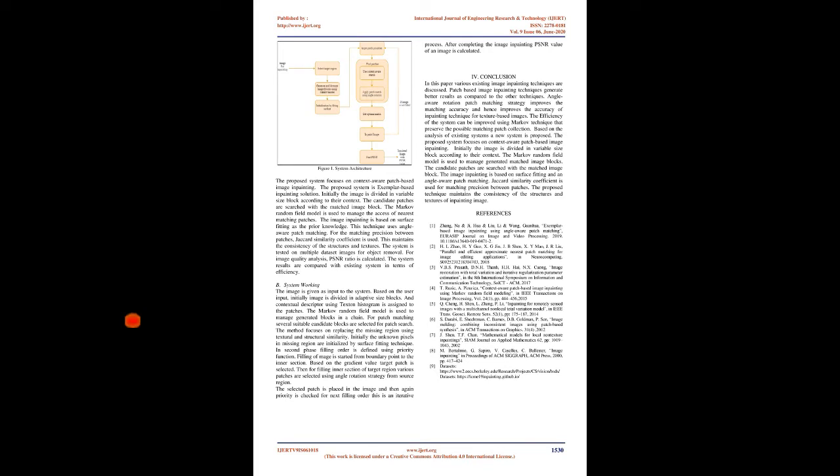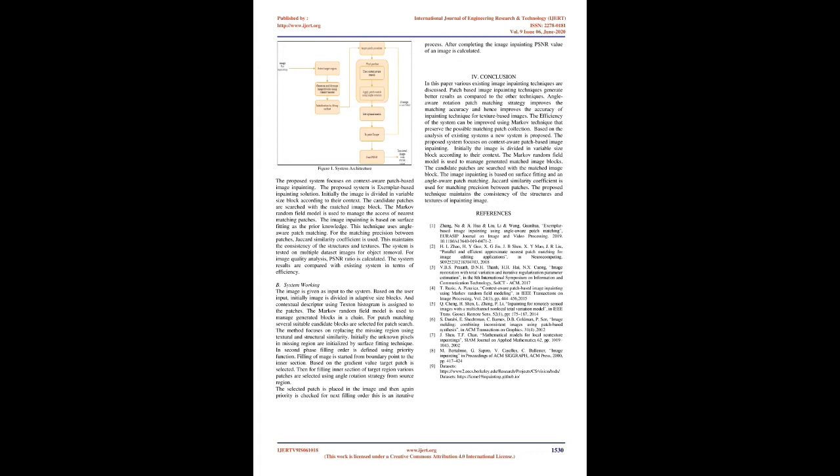Initially, the image is divided in variable size blocks according to their context. The candidate patches are searched with the matched image block. The Markov random field model is used to manage the access of nearest matching patches. The image inpainting is based on surface fitting as the prior knowledge. This technique uses angle-aware patch matching. For the matching precision between patches, jagged similarity coefficient is used. This maintains the consistency of the structures and textures. The system is tested on multiple dataset images for object removal. For image quality analysis, PSNR ratio is calculated. The system results are compared with existing systems in terms of efficiency.